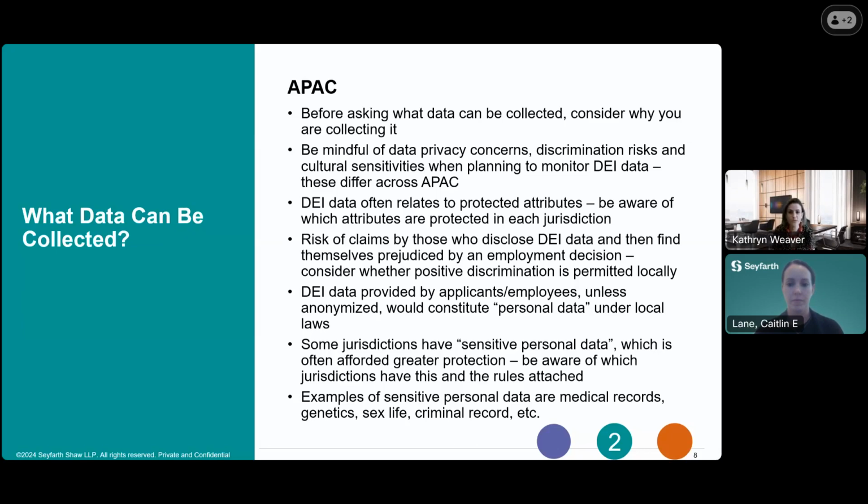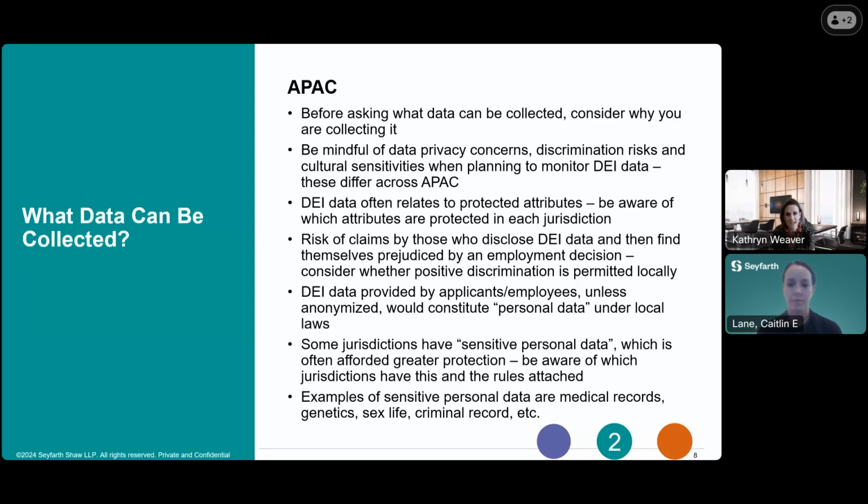In addition to data privacy laws, you need to also be thinking about discrimination laws in the jurisdictions in which you want to roll out this DEI monitoring. You want to be thinking about, are there any questions that you are prohibited from asking? Does positive discrimination exist and is it permitted in that jurisdiction? What attributes are protected in that jurisdiction? And when it comes to protected attributes, these differ widely across Asia Pacific, with some jurisdictions like Taiwan, for example, having a very long list of attributes that are protected, and other jurisdictions like Japan having a very short list.